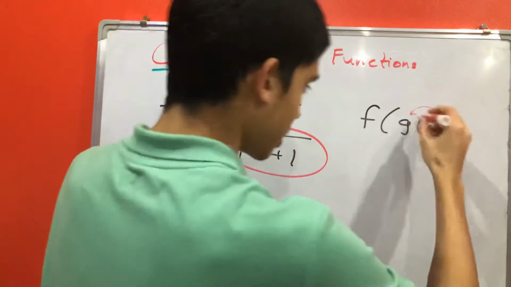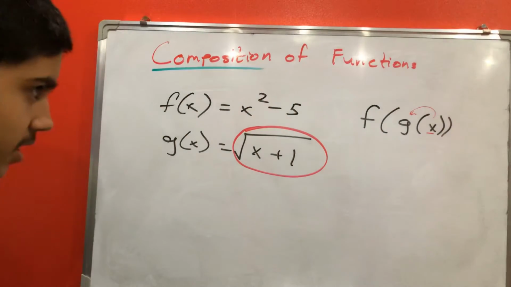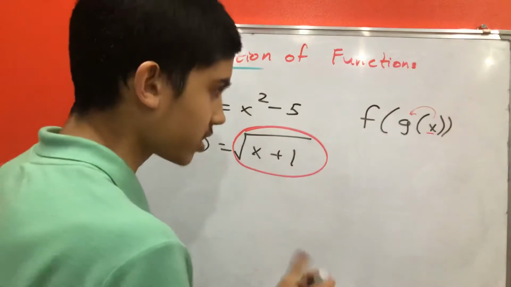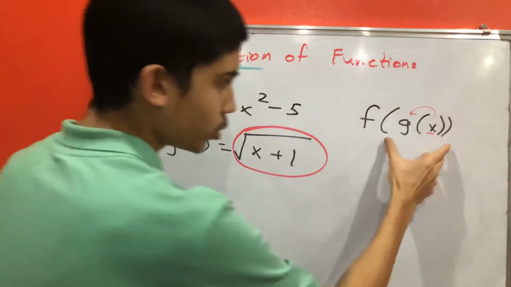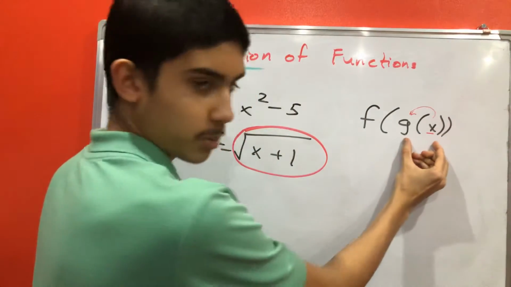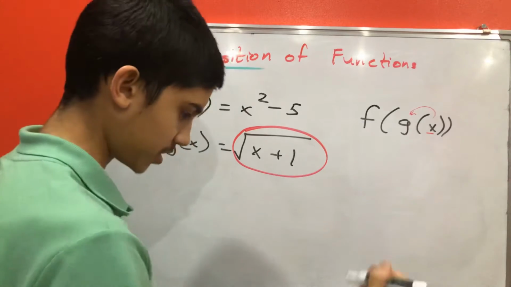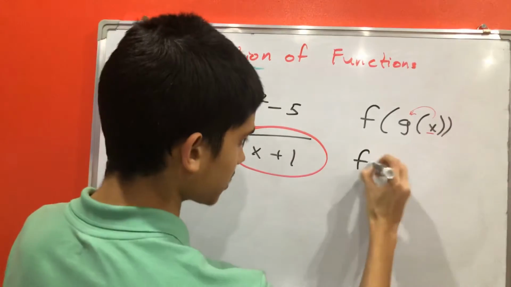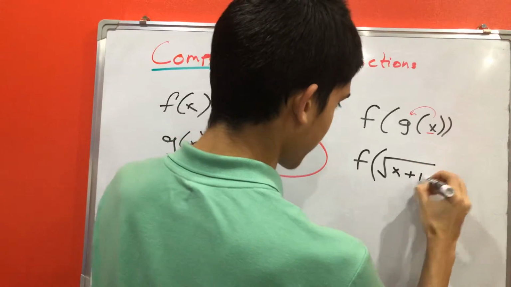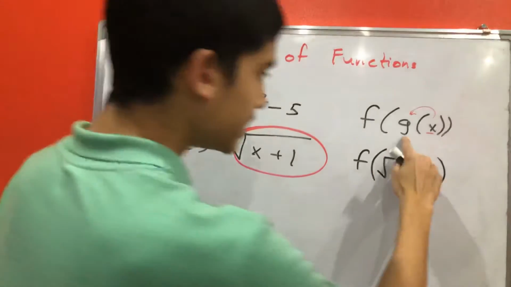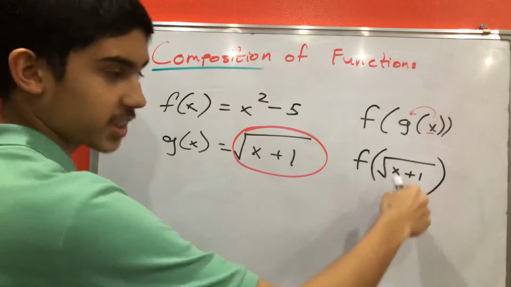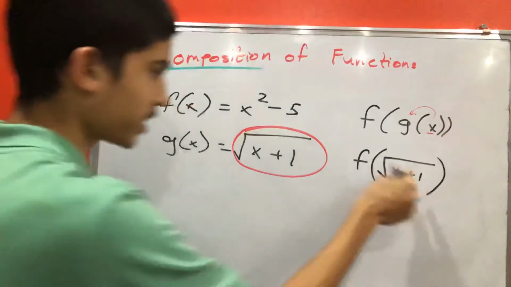Now let's just rewrite it. Now that we've evaluated this part, we're always going to do the most inner thing. It's like PEMDAS, we do parentheses first. So we do the most inner parentheses, then we do the outer parentheses. So we're going to rewrite this like this: f of x plus 1. Because g of x is equal to this, so we just replace it, right? It makes sense, right? We just replace it.